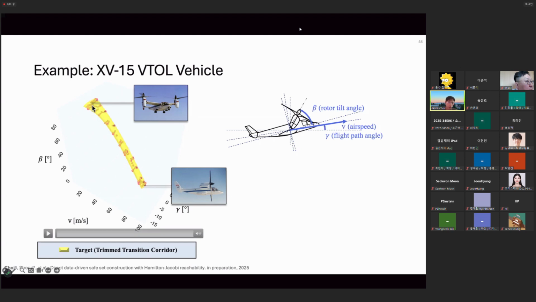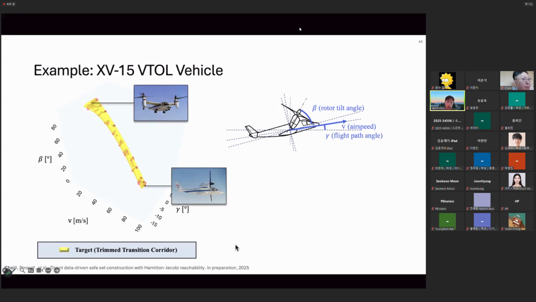You can see that in the hover configuration, the tilt angle is 90 degrees and the velocity is near 0, so it's near hover. And near the cruise configuration, the tilt angle is 0, and the velocity is around 80 meters per second. So it's an airplane mode where we have this forward airspeed.